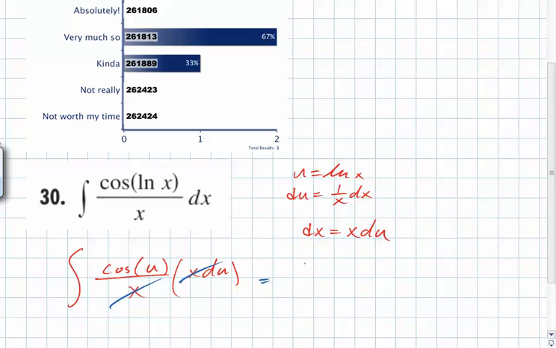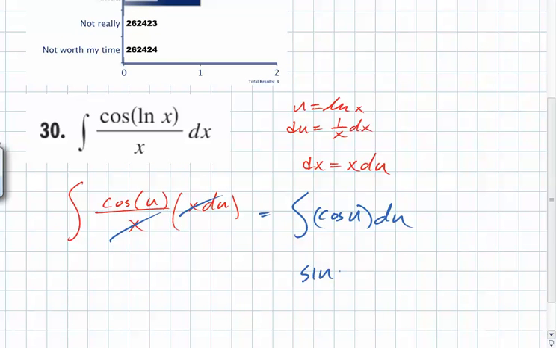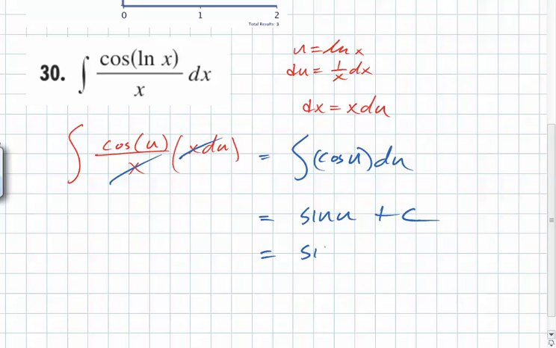So what do you get? Cosine u du. What's the antiderivative of that? Sine u plus c. So what's that going to be? Sine of what? ln x plus c. There you go. Good job.